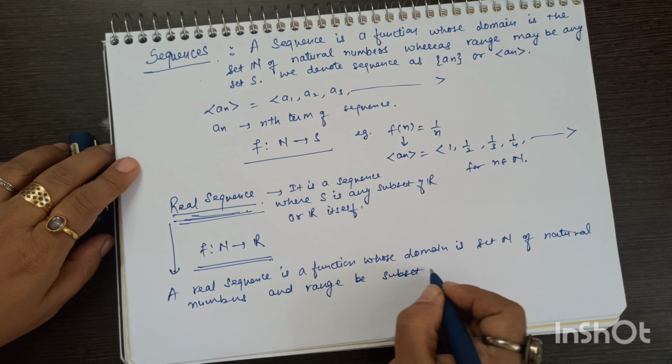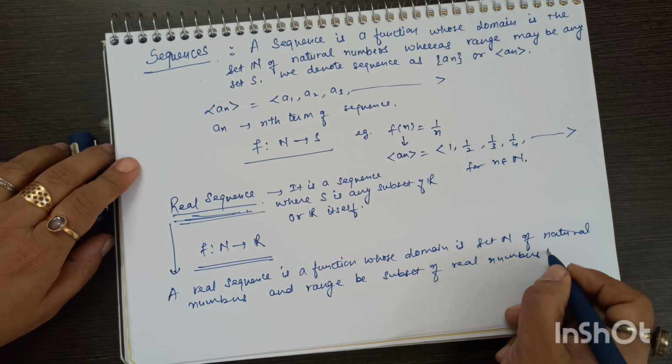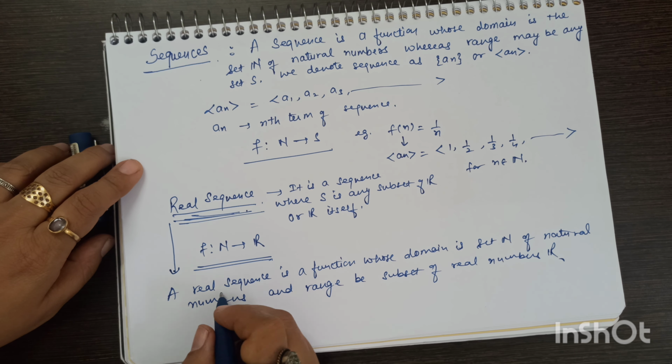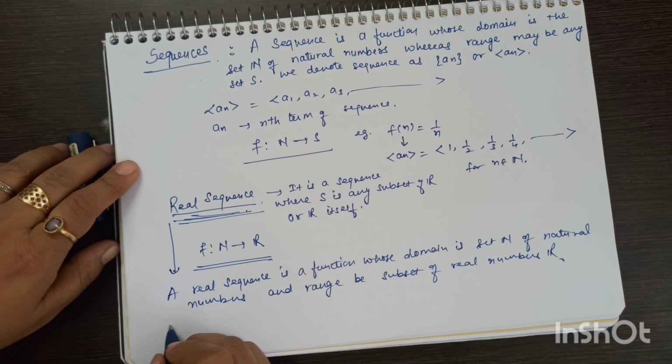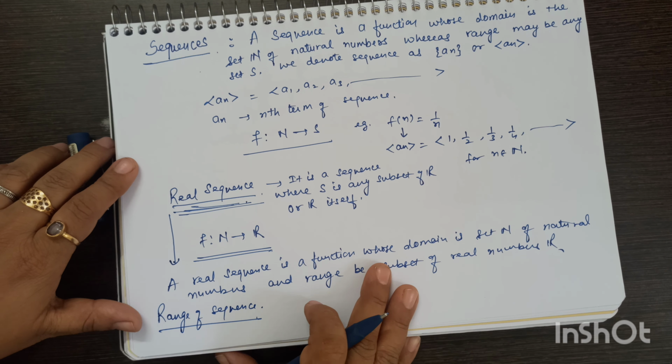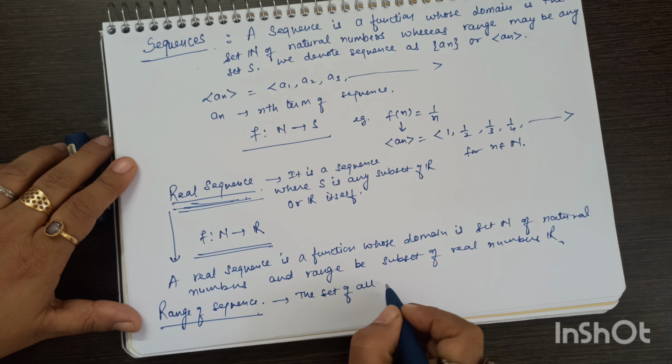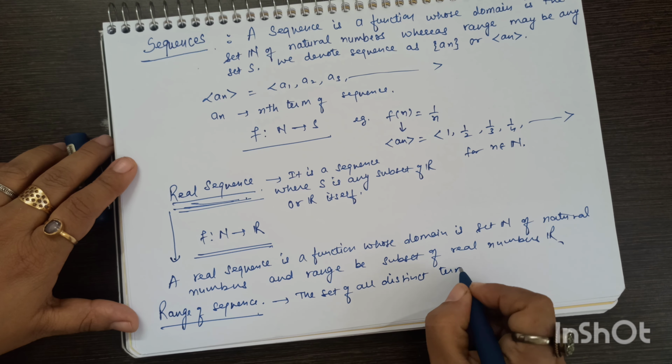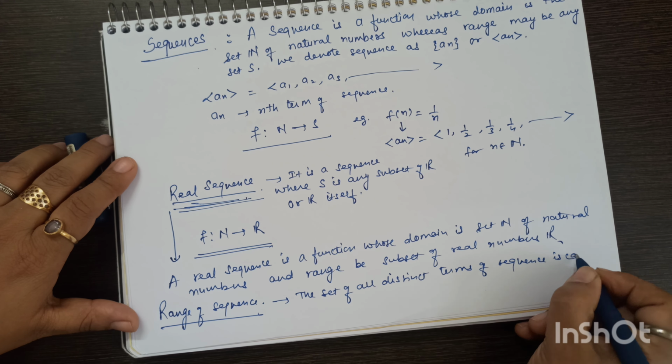A real sequence is a function whose domain is the set N of natural numbers and range is any subset of real numbers. So I'll be using the term sequence here, which will in turn mean we are talking about real sequences only here in analysis.